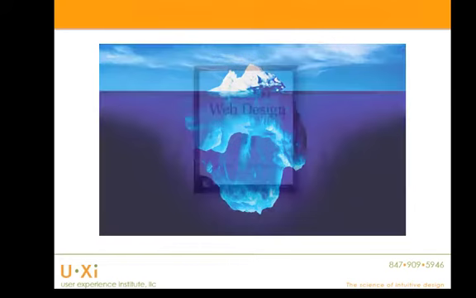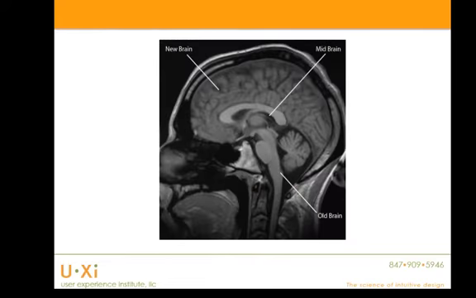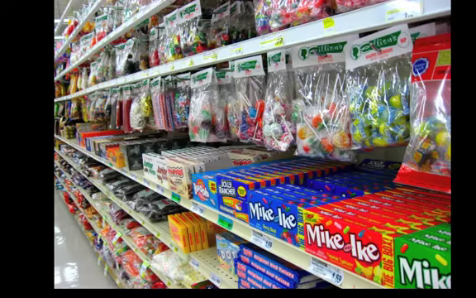actually going on unconsciously? The material in this class is based on my book, Neuro Web Design, What Makes Them Click, and here's some of the topics that we're going to be covering. We're going to talk about the brain, and I know you think you have one brain, but you really have three brains. We're going to talk about the new brain, midbrain, and old brain, and how the brain works and how that affects people's behavior when they come to websites, and therefore what you need to know in order to design a website that is engaging and effective.